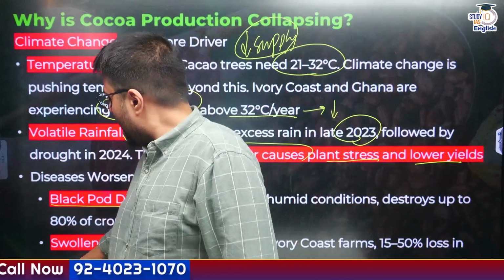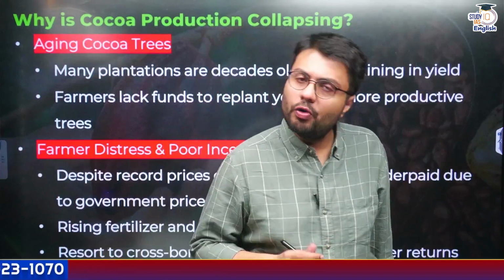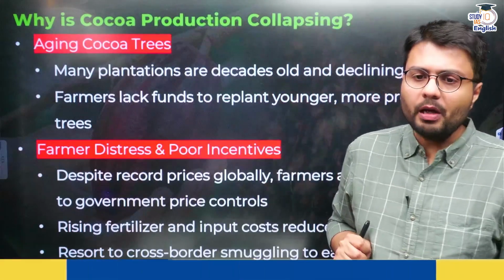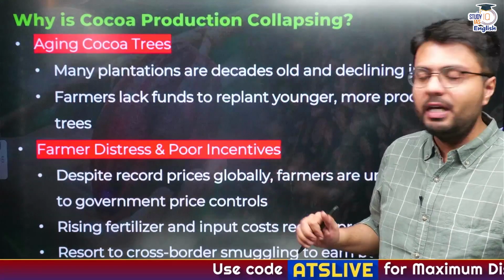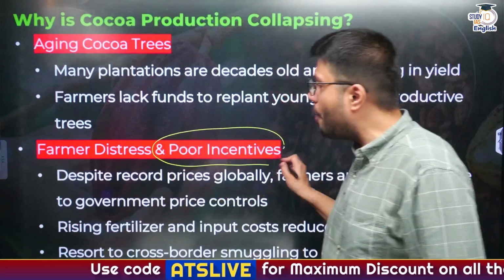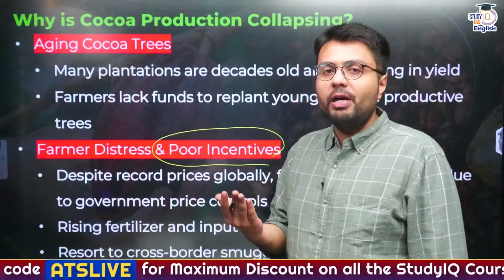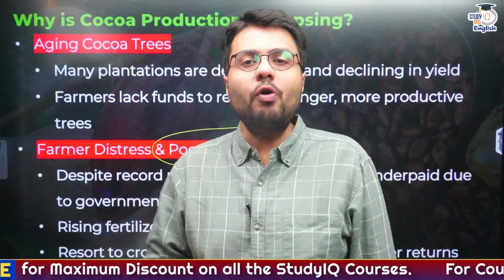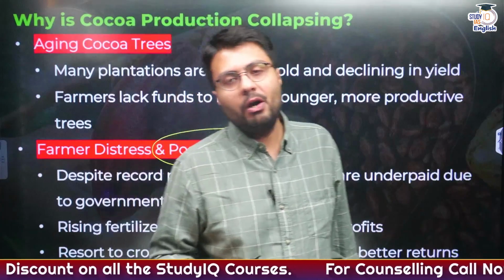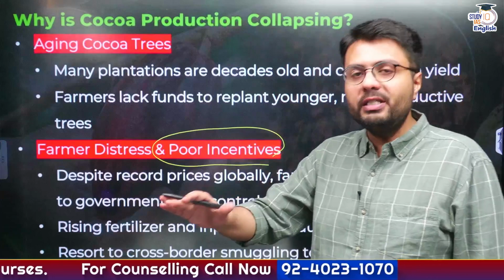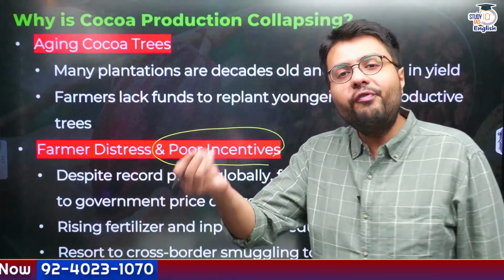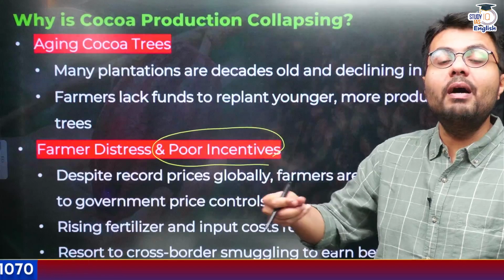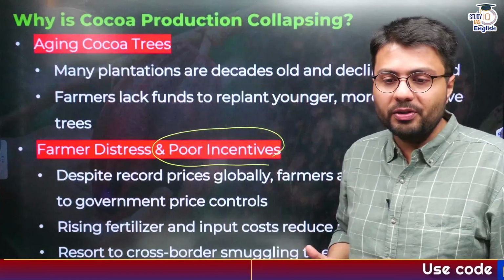Now, there are other human as well as economic factors also, so let us discuss that. Another factor is the distress that cocoa farmers are facing because of poor incentives by their home governments. Despite record prices, you'd normally expect that farmers are making good money from their cocoa production, but this has not happened because most of these cocoa producing areas have controlled or capped the prices of cocoa, and because of this, the farmers are not able to make good incomes despite the rise in cocoa prices.